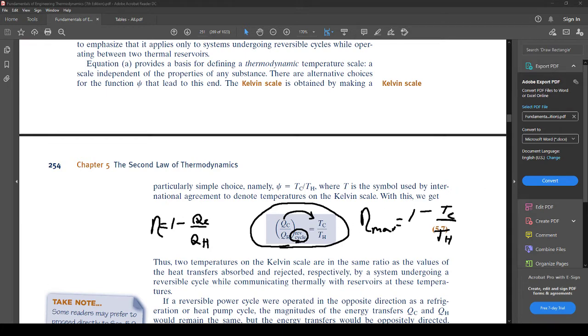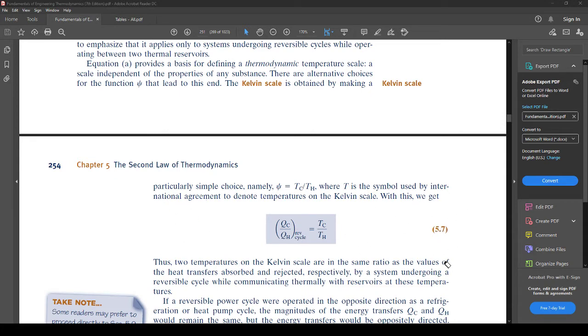So, really fast, that is just a simple substitution. If you're trying to find the maximum efficiency possible of a cycle and you know the two temperatures, you use temperatures in the efficiency equation. And you have to use it in Kelvin. You have to use it in absolute.